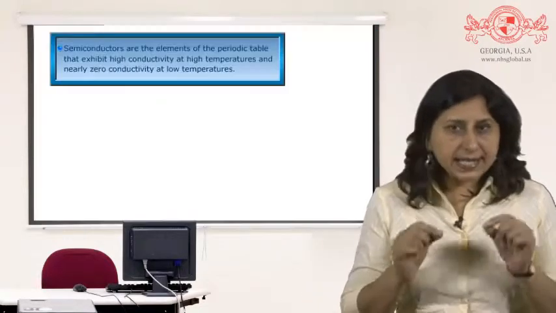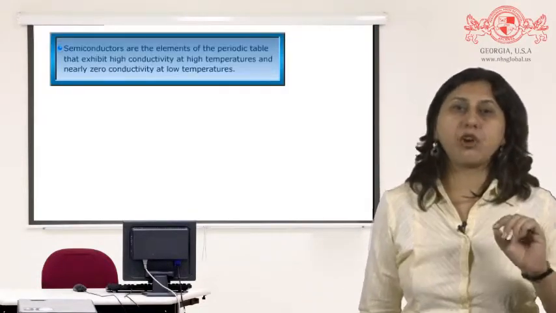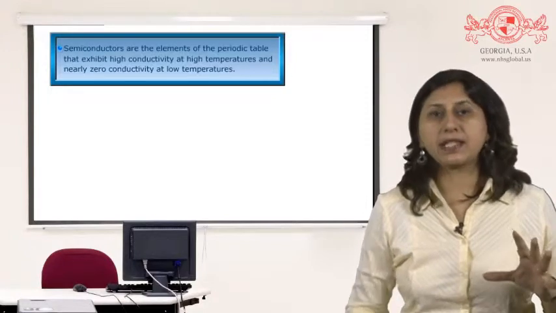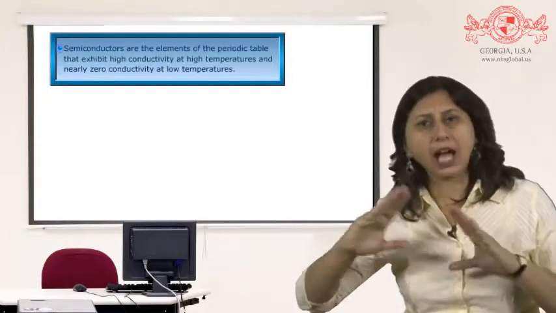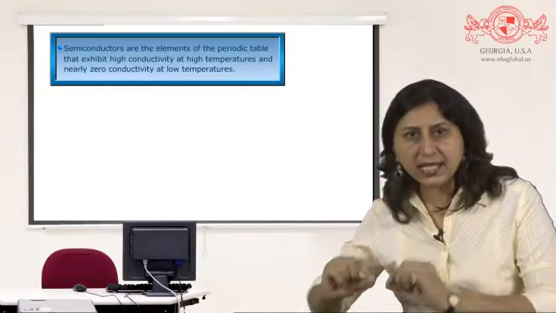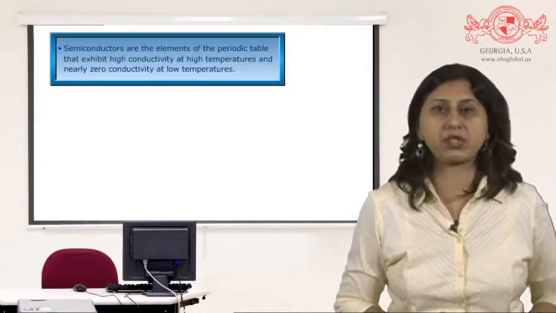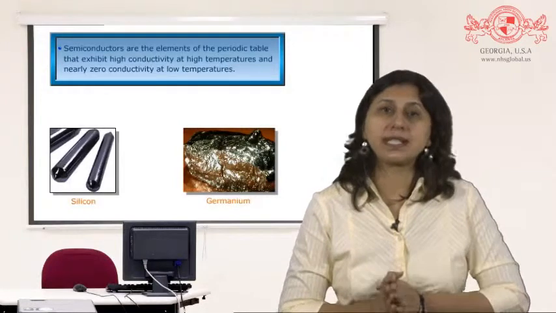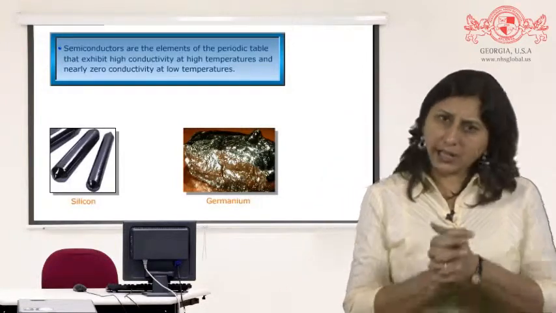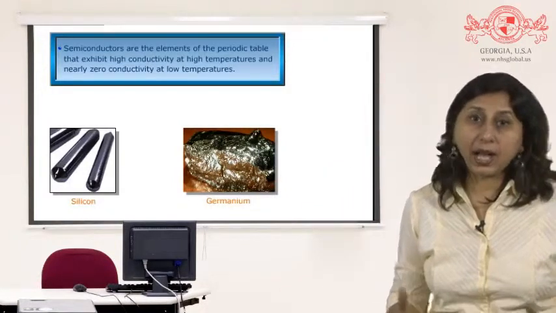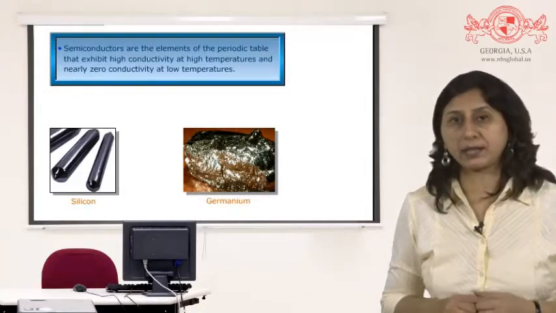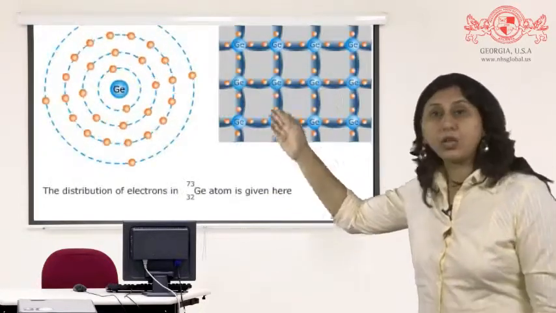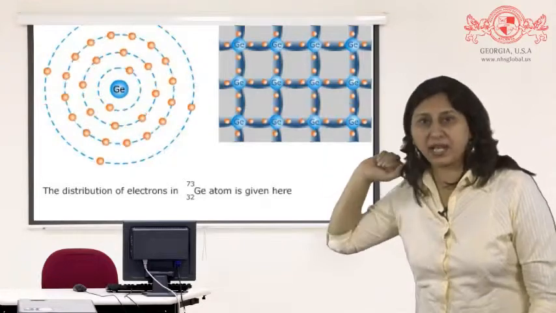Semiconductors. Semiconductors are the elements of the periodic table that exhibit high conductivity at high temperature and nearly zero conductivity at low temperatures. Silicon and germanium are the two important semiconductors. Now let us try to understand how current flows through the semiconductor. This is how a germanium crystal is represented.